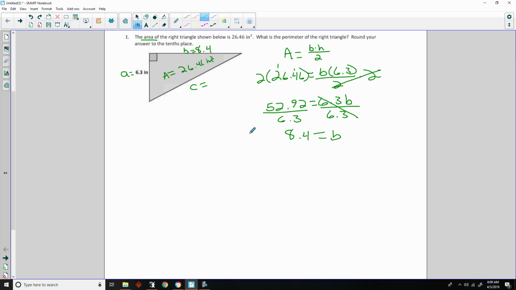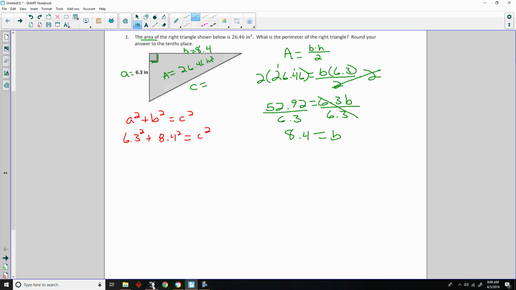Okay, so now we know the base, and we know the height, and those are our two legs of a right triangle, so we can use the Pythagorean theorem to find C. So now that I've found one component, we can find the other. So I can now use the Pythagorean theorem that says a squared plus b squared equals c squared. And my a is 6.3 squared plus my b, which was 8.4 squared, equals c squared.